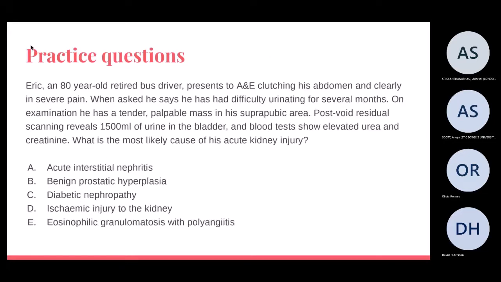Okay, so what is the most likely cause of Eric's acute kidney injury?